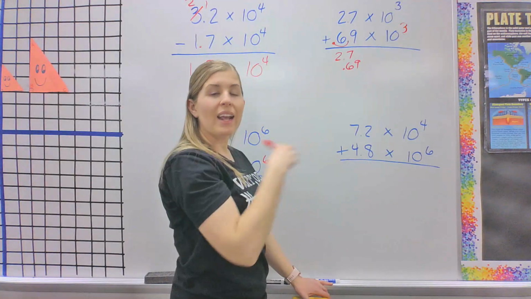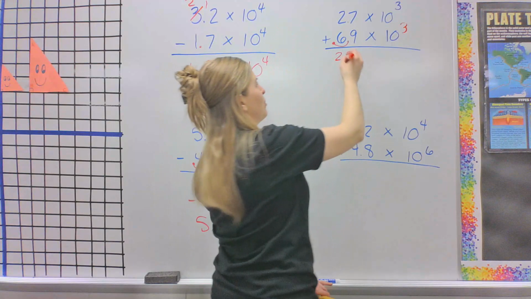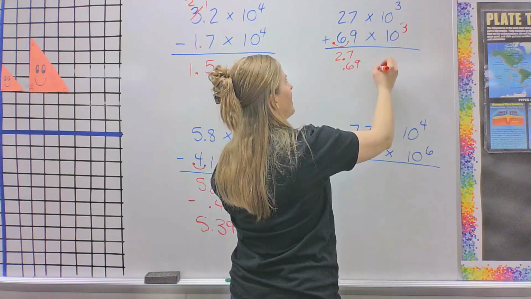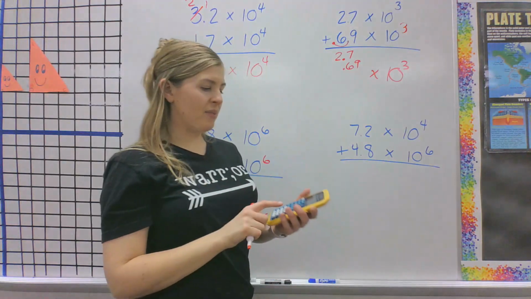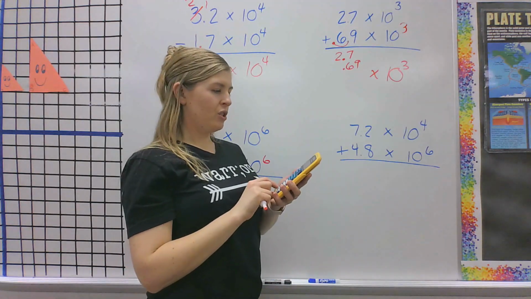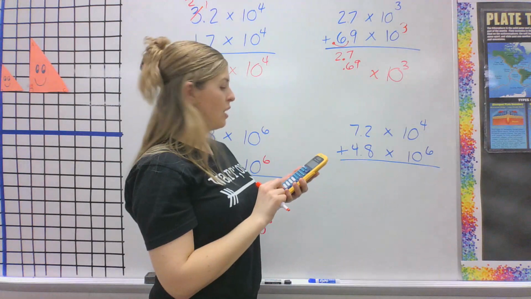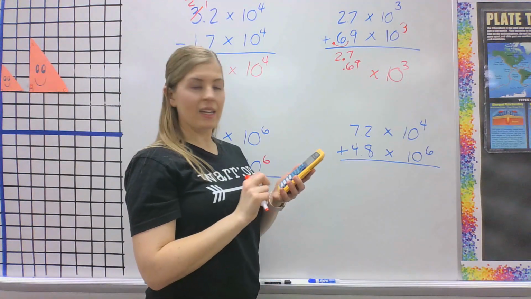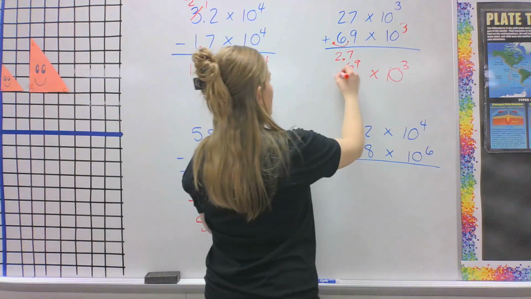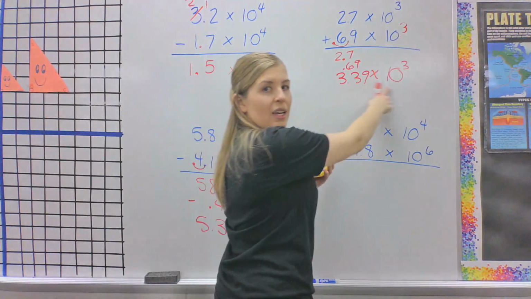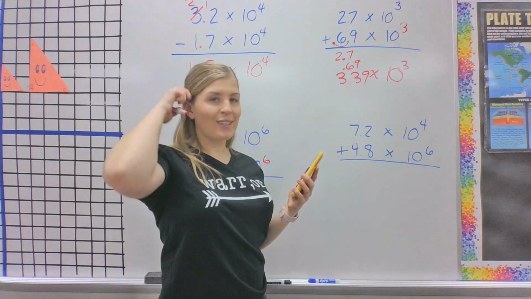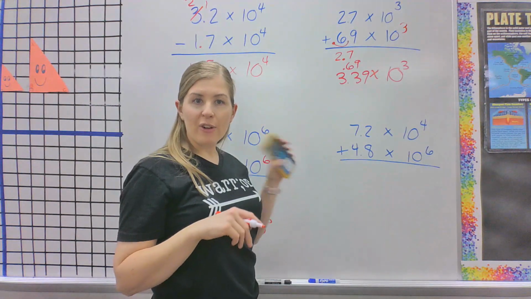You don't really have to rewrite it. I like to, because I like to line up my decimals, so I see what I'm working with. And then it's going to be times 10 to the third power, because that's what we had. Awesome. So we have 2.7 plus 0.69 equals 3.39. So 3.39 times 10 to the third is my answer. Okay, and then our final problem.